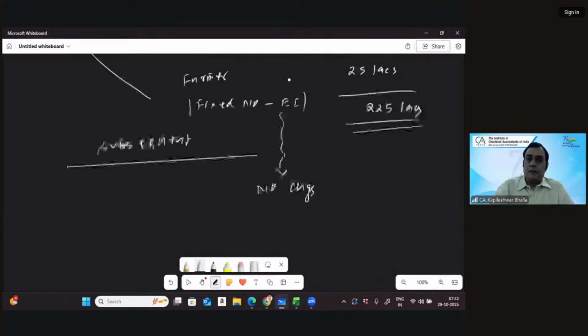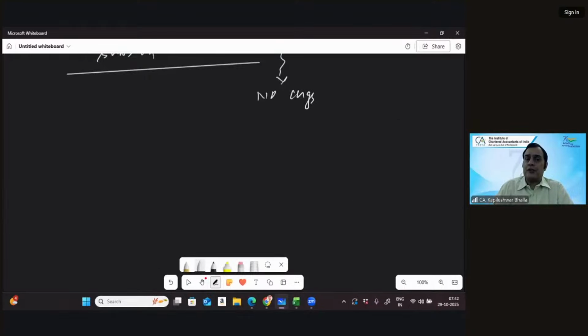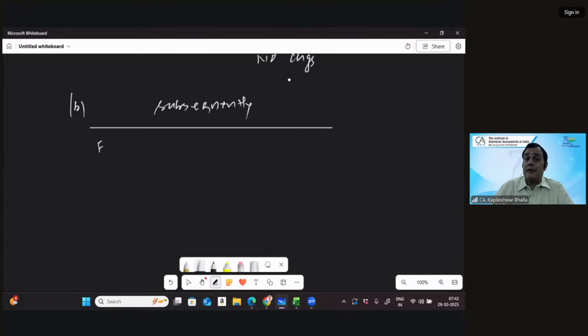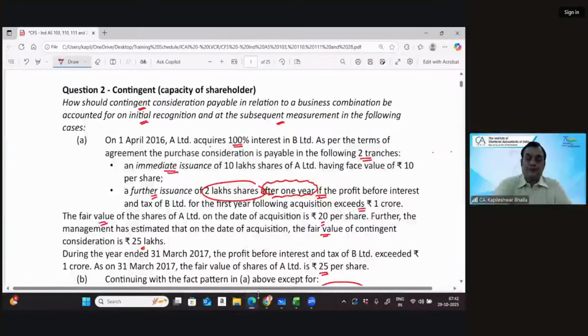Now let's go to part number B. The initial calculation, of course, remains the same. But if I look at the accounting subsequently, now we are giving a variable number of shares, and when you give a variable number of shares, you can say it becomes a financial liability. So let's come back to the question.